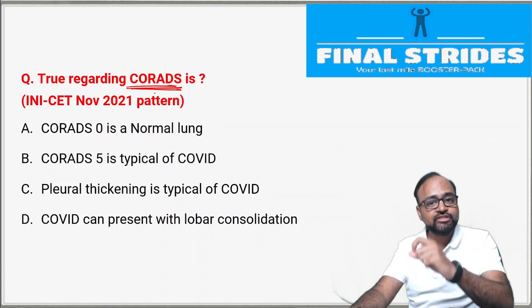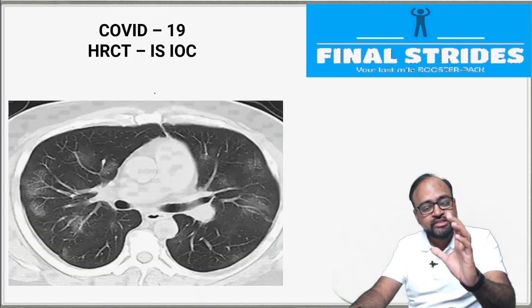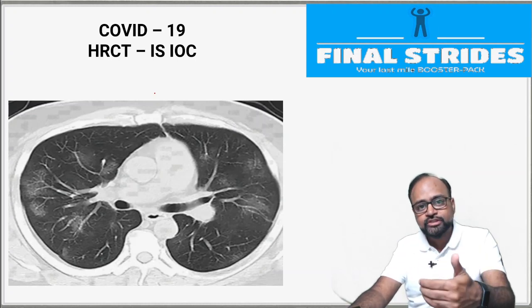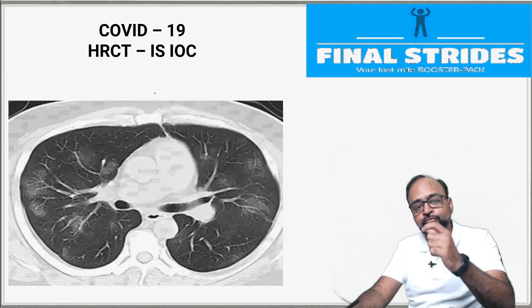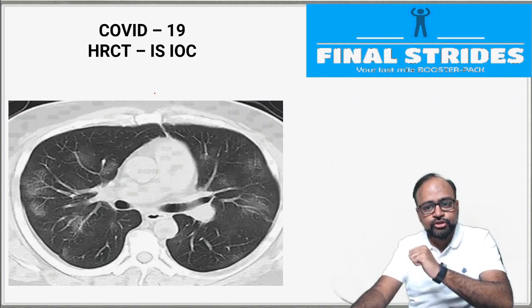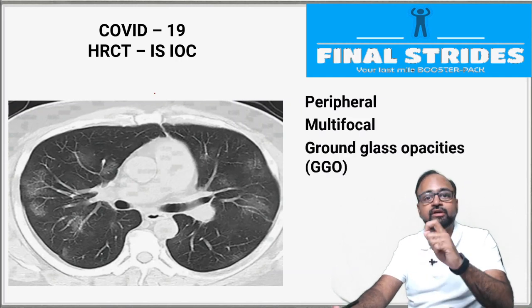Let us quickly revise COVID imaging. Question was asked recently, another one could be asked. So HRCT is the overall imaging investigation of choice for COVID. For diagnosis, remember, investigation of choice is RT-PCR. For imaging, the investigation of choice is HRCT. What is the finding that you see on HRCT? It is usually peripheral multifocal ground glass opacity.